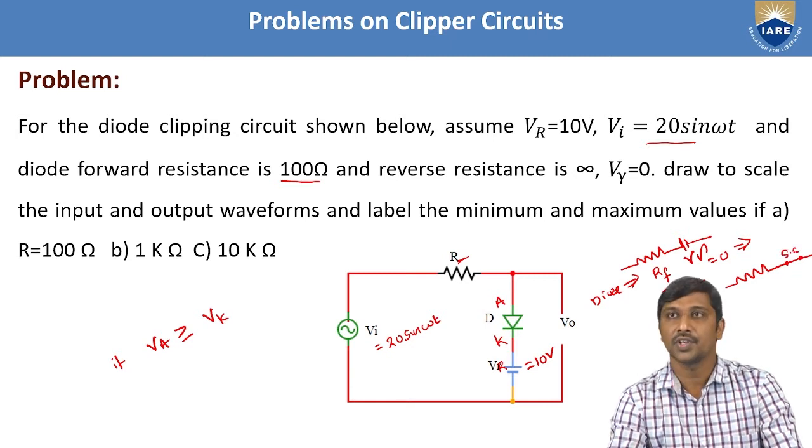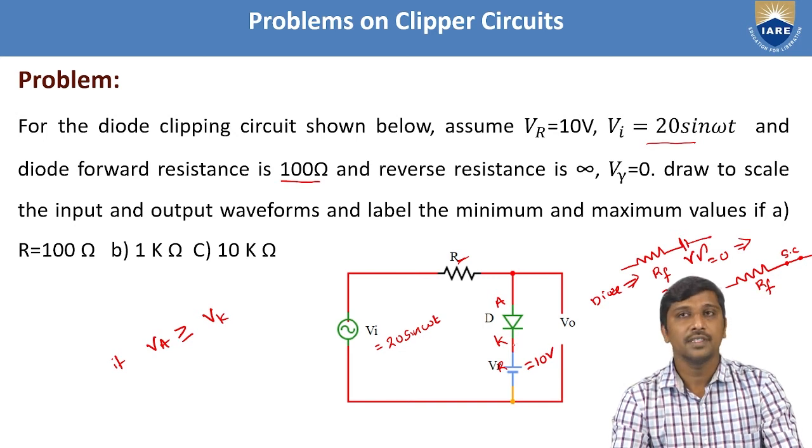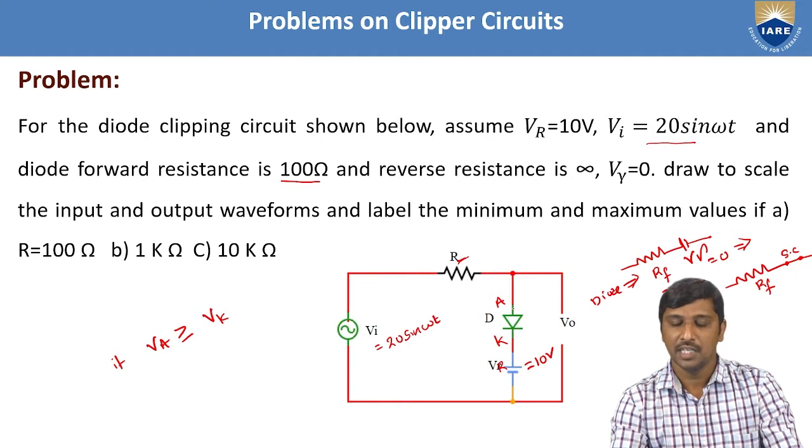So if the cut-in voltage is 0, that voltage source is replaced with a short circuit. Hence this is your short circuit, and here it is represented as RF. In the problem they mentioned that the cut-in voltage of the diode is 0. That is the reason I replaced this V gamma with a short circuit along with the diode forward resistance, RF. Based on this analysis, if you want to make this diode conducting, we need to apply a larger voltage compared with the cathode voltage.